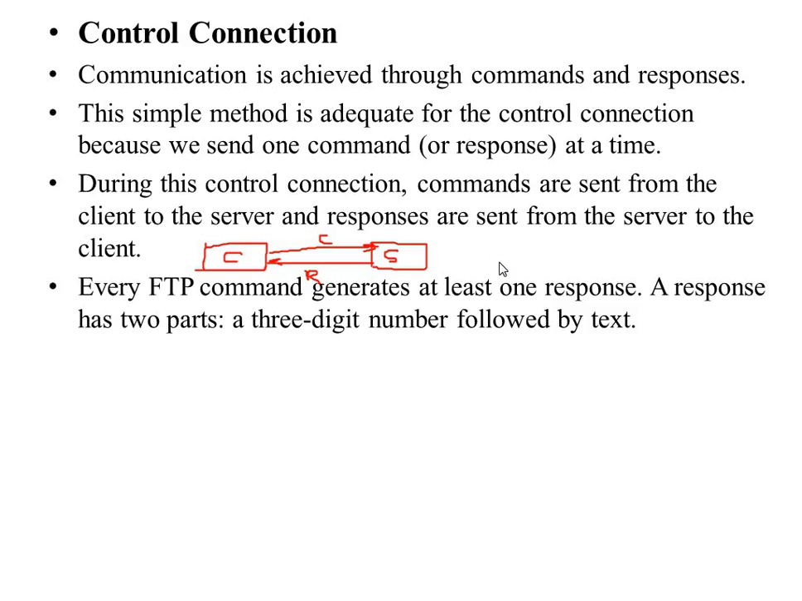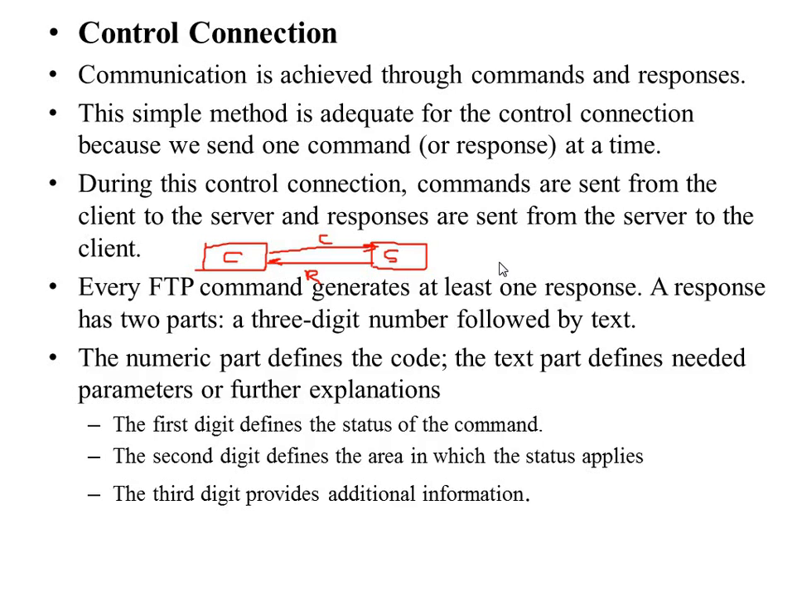Every FTP command generates at least one response. So for every command there is one response, and a response has two parts. It is represented as a 3-digit number followed by a text. Let us try to understand what these digits indicate. The numeric part defines the code, and the text part defines the parameters or further explanation.